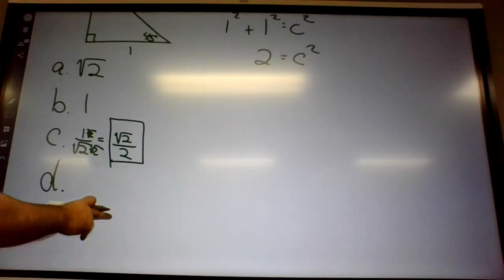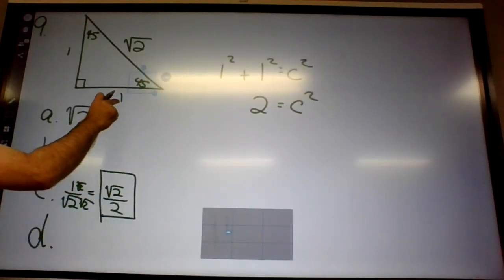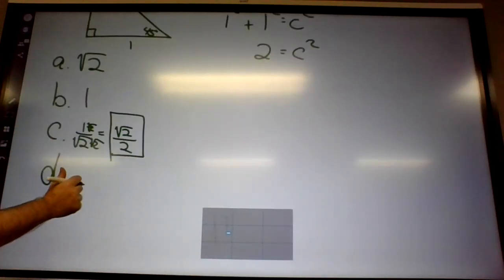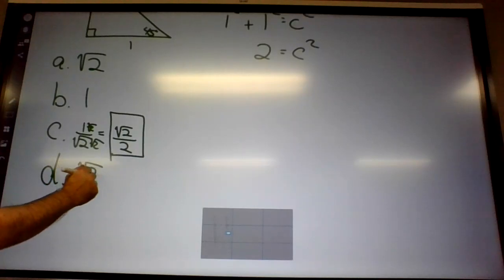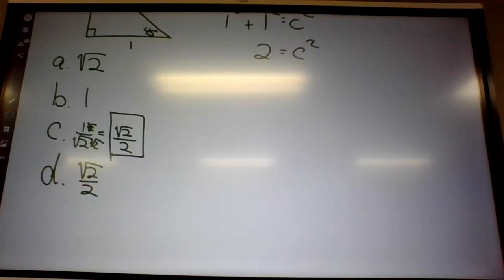Cosine of 45 is the exact same. So cosine is adjacent over hypotenuse. So it's 1 over square root of 2 again, which is square root of 2 over 2.